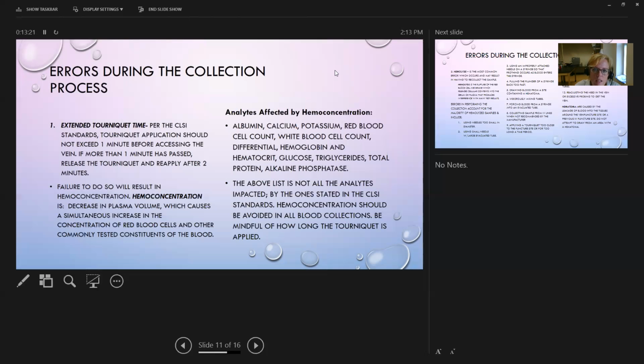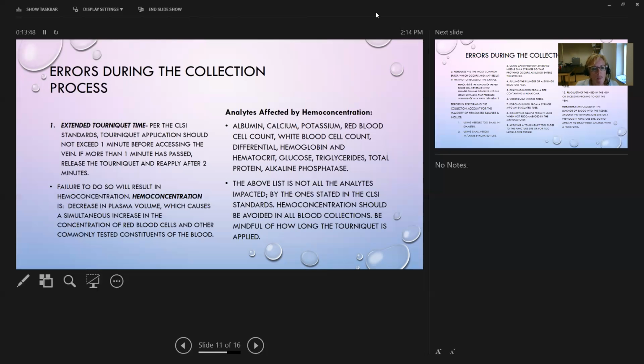So when you're examining for the vein, you apply the tourniquet, find your vein, release the tourniquet, get your stuff ready, sterilize the site, reapply the tourniquet, and then draw within a minute. What happens is when the tourniquet's left on too long, the blood becomes hemoconcentrated. So it becomes more full of cells, less full of plasma, because the blood flow can't go past that tourniquet.